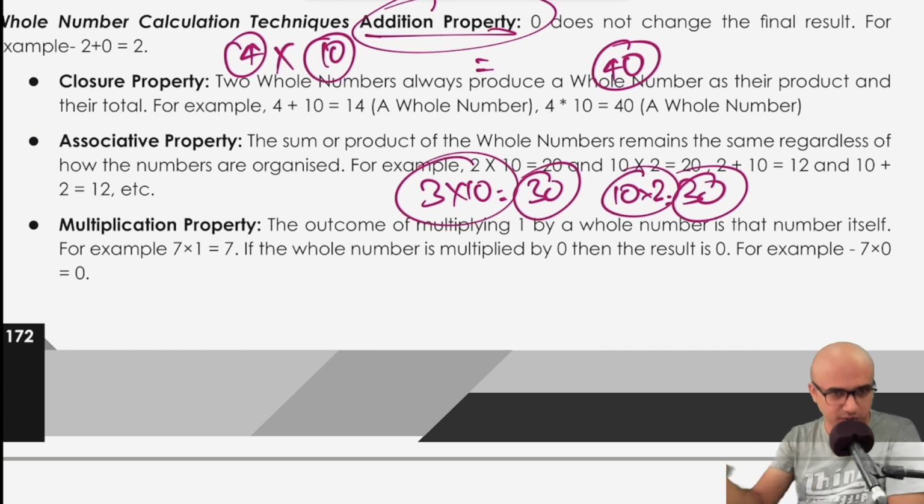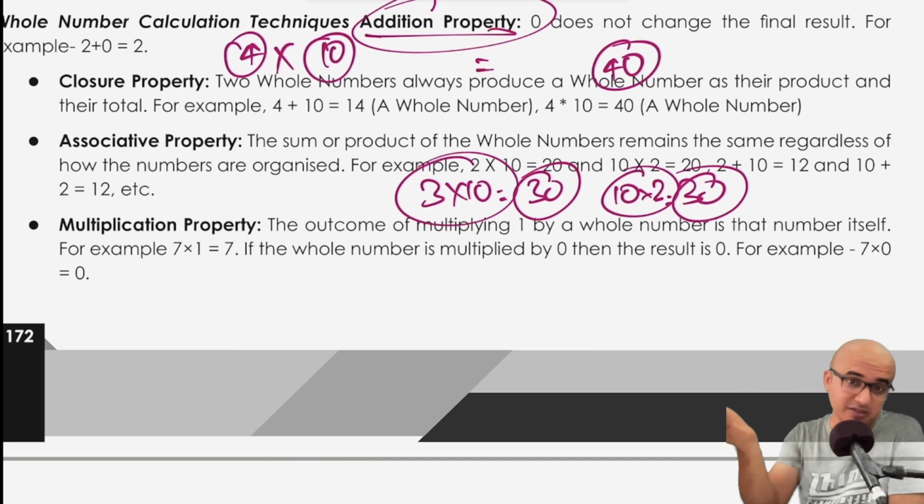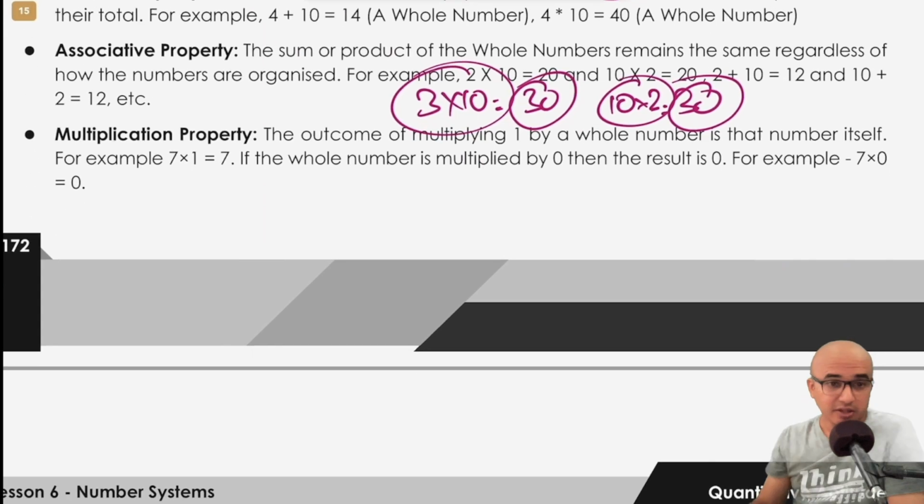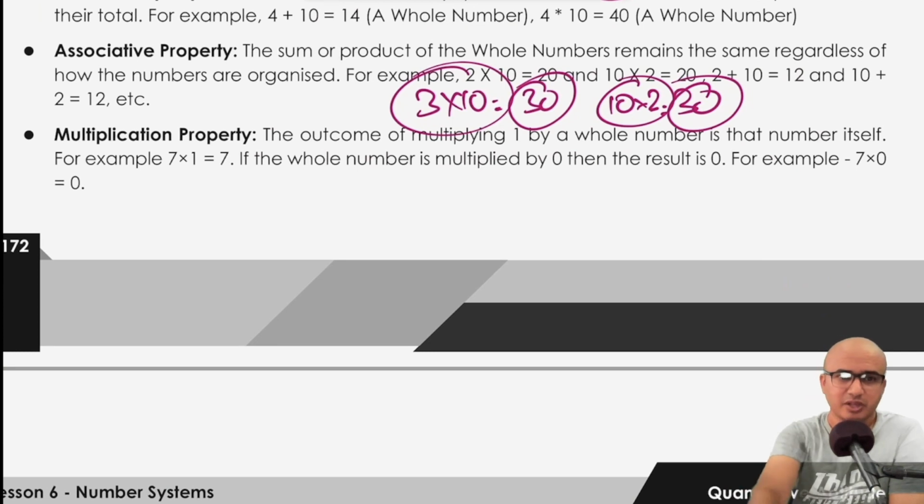Okay, same goes for addition as well. 3 plus 5 or 5 plus 3, both will give us only 8. So math surely doesn't care about the order of the numbers when it comes to whole numbers. Then we have the multiplication property. This one is actually straightforward.